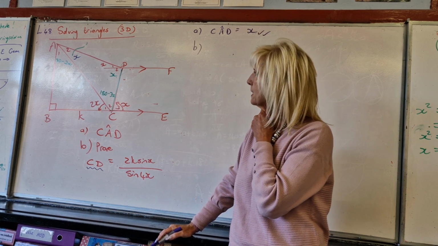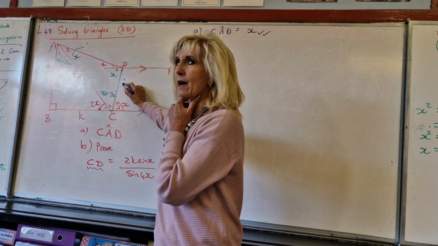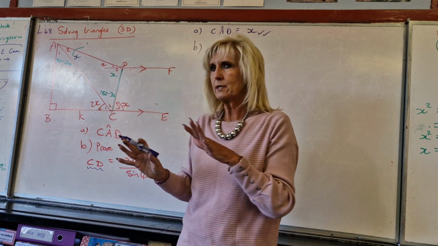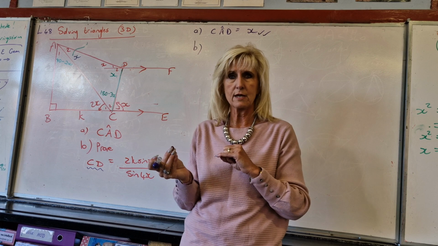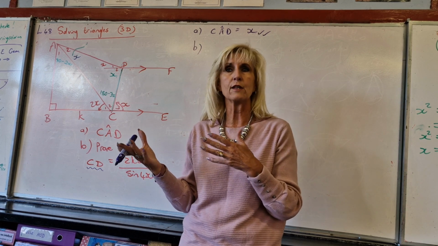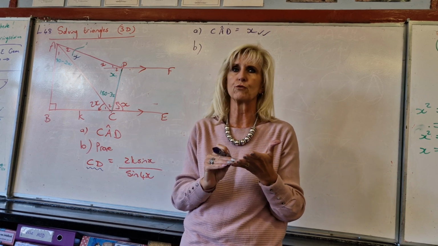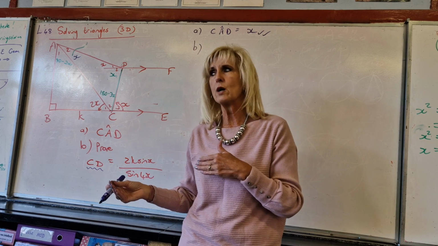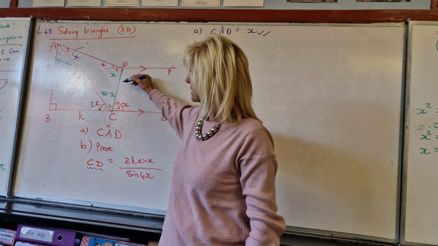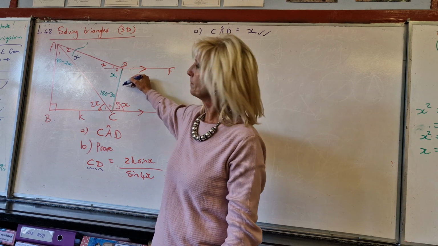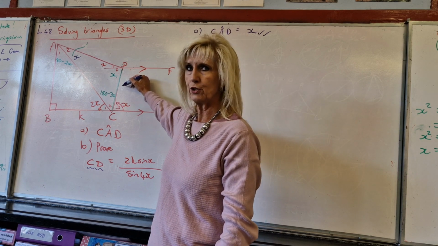Now CD is a length of a side. Important, when you're working with solving triangles, you're trying to solve angles and sides. So find all the angles that you can, and those that you can't, you're going to work out with sin rule and cos rule. And the sides as well with sin rule and cos rule. But the CD is inside which triangle? ACD. Do you agree? Yes.